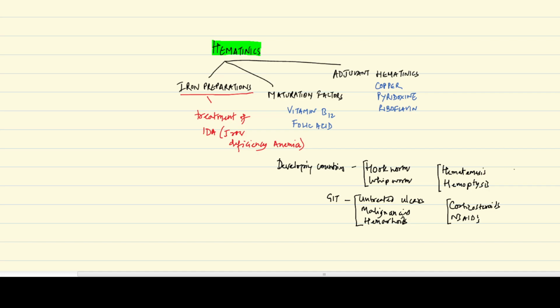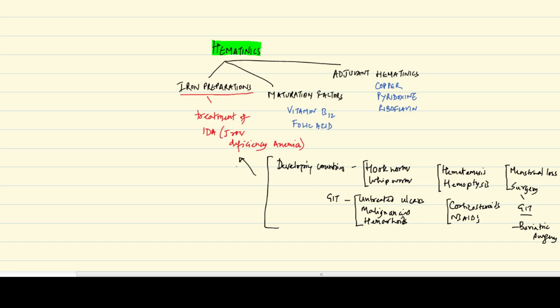Okay? Or there could be abnormal bleeding, so there could be menstrual loss, menorrhagia, or there could be people who have undergone surgery. Okay? Surgery again of the GIT, like bariatric surgery, okay? Or removal of a part of the GIT. So all these things could cause iron deficiency anemia.